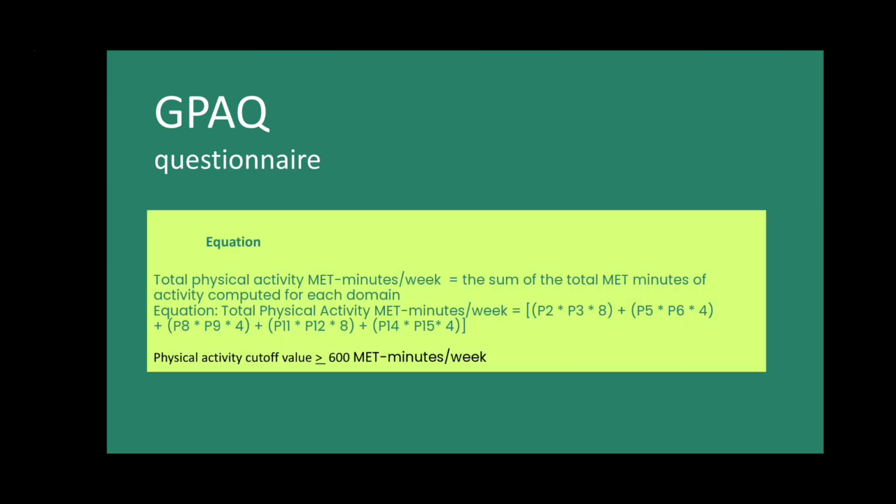This is the equation for calculation: total physical activity MET minutes per week is the sum of the total MET minutes of activity computed for each domain. All the questions would be multiplied by the respective METs, and the total MET minutes per week would be calculated. If this value is more than 600 MET minutes per week, which is the physical activity cutoff value, it means the subject is physically active.